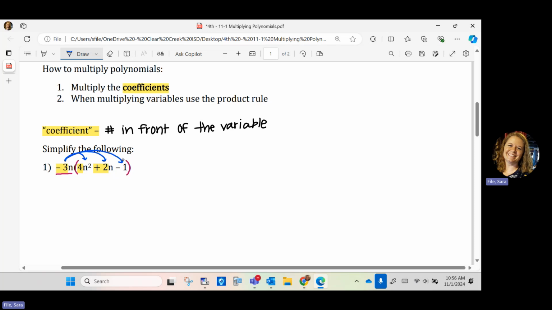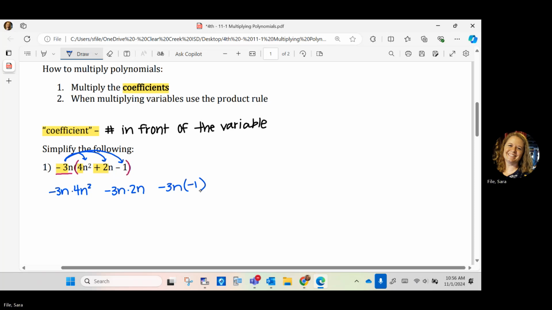You don't always have to show this line that I'm about to, but for the sake of your notes, I'm going to show we're distributing. -3n is being multiplied by 4n squared. It's being multiplied by 2n. And it's being multiplied by the -1. See, we distributed it to all three terms in that trinomial.